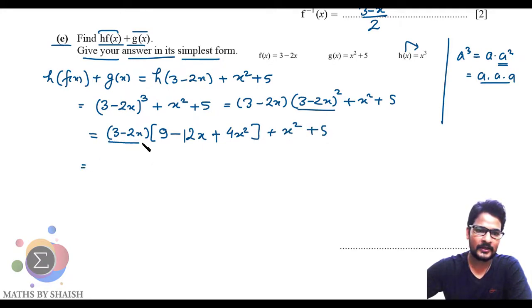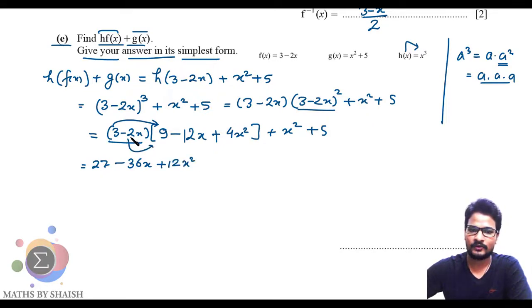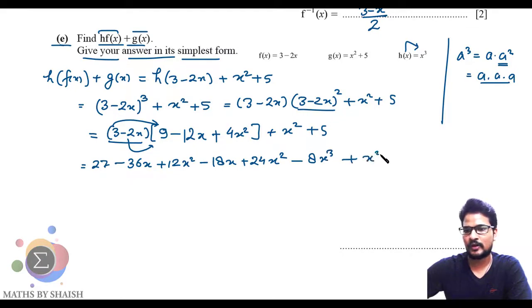And now we will multiply by this. So first of all, let's multiply by 3 everywhere. 3 9's are 27, 3 into 12's are 36x, and 3 4's are 12x square. And now the terms of minus 2x, so minus 9 2's are 18, and x minus plus 2 into 12's are 24, x into x square, and then minus plus minus, and 4 2's are 8, x cube, plus x square plus 5. Now we will collect them together.